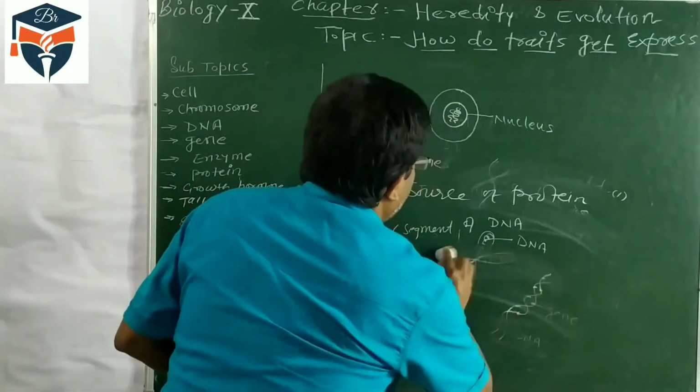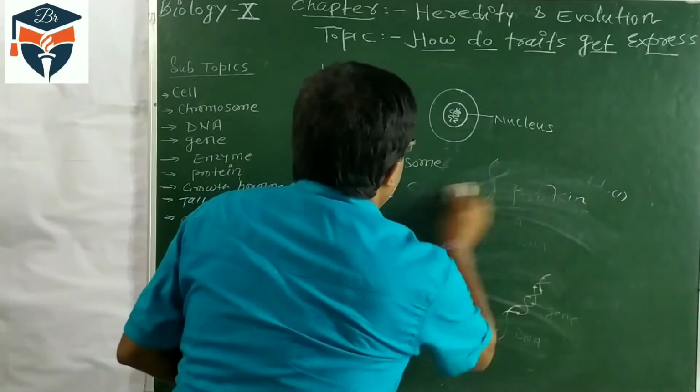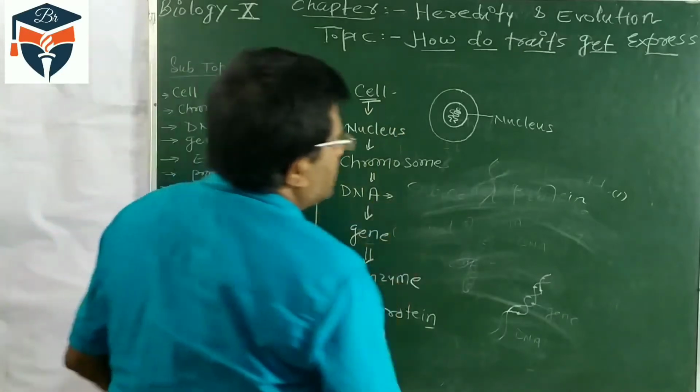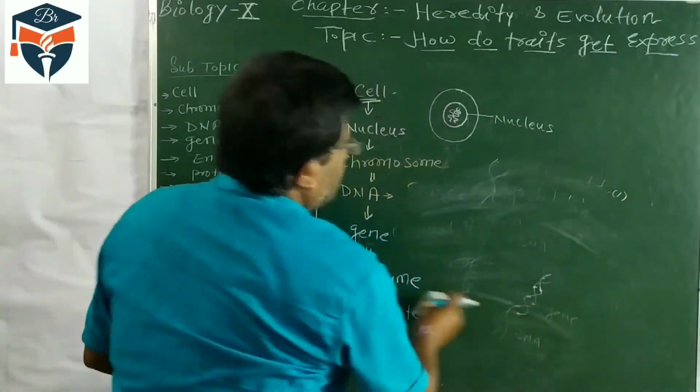So overall, what should we understand? We should understand here that each cell has two sets of chromosomes. How to see?